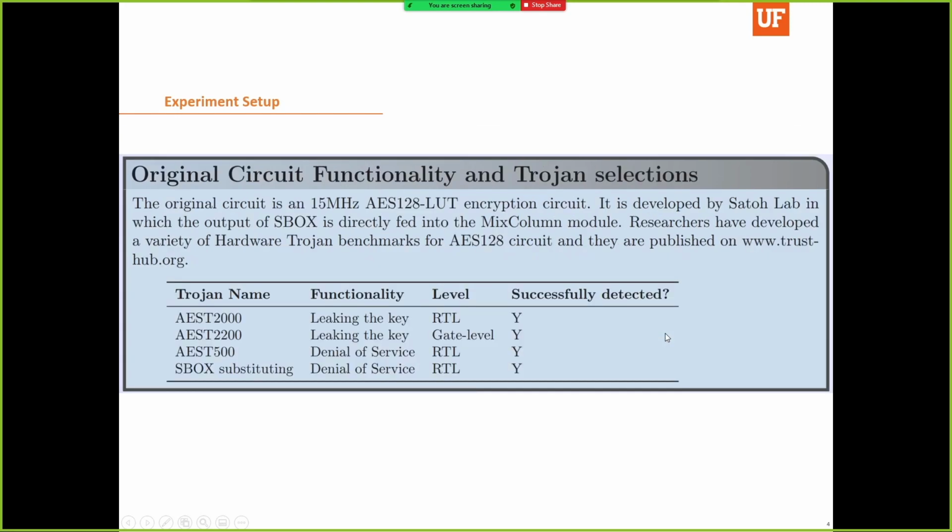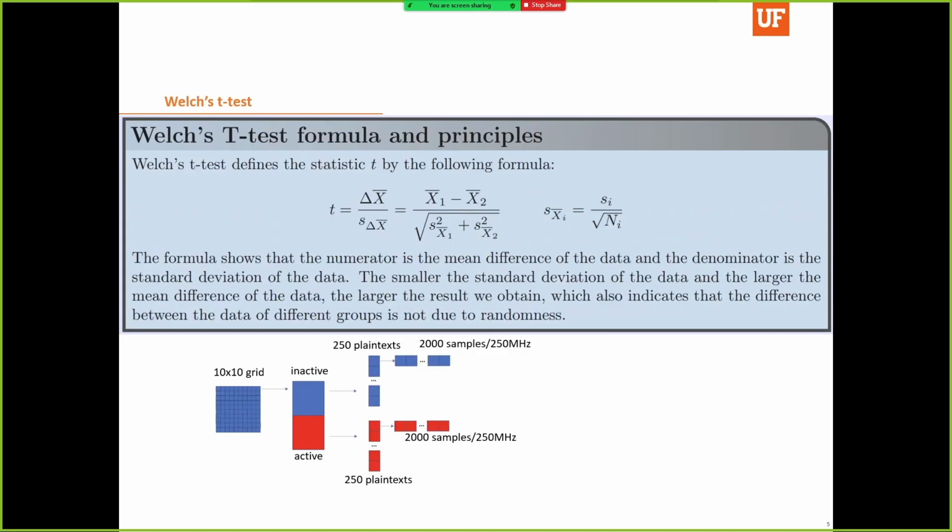So we implemented a 15 megahertz AES-128 encryption circuit on the FPGA, and we selected 4 Trojans from TrustHub, which is a benchmark website. And you can see they have different functionalities, and the code level is also different. Some of them are gate level, some of them are register transfer level. And for the EM traces we collected, I want Mr. Ling to describe how we process the data and what the data is like.